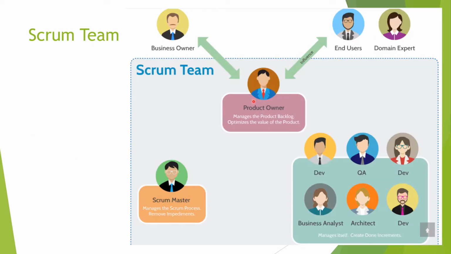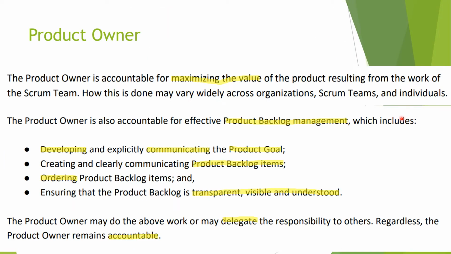This is a pictorial representation of a Scrum team. Look at that. There is a Scrum Master who manages the Scrum process. The product owner manages the product backlog and optimizes the value of the product. There are team members like business analysts, developers, QA, and architects. And then there are people outside, business owners and end users, who are outside the Scrum team. So only three roles are part of the Scrum team: the product owner, the Scrum Master, and the development team. Let's see them one by one.